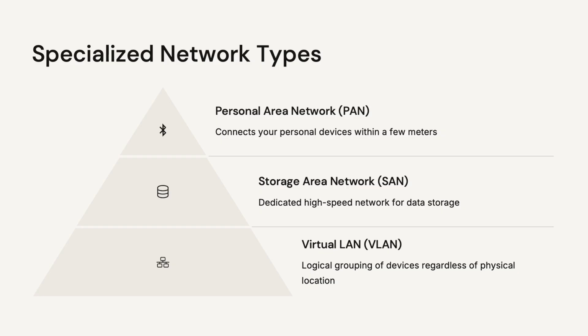And finally, we've got a personal area network. This is the smallest type. It only covers a few meters, connects personal devices like smartphones or Bluetooth headphones, a smartwatch, or a fitness tracker.